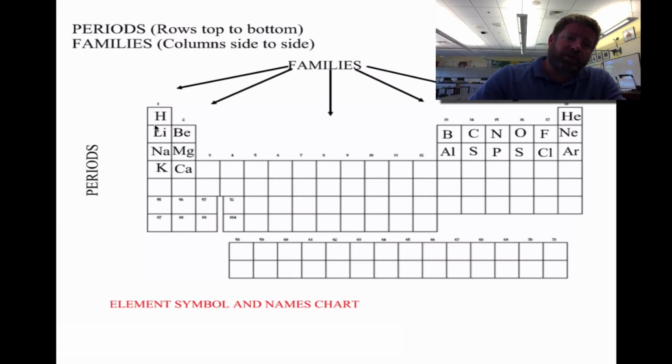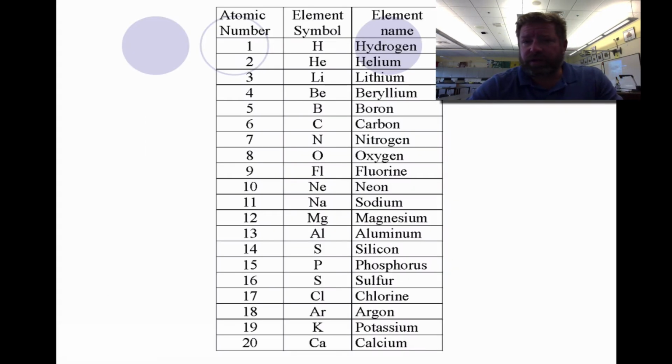Periods go 1, 2, 3, 4, 5, 6, down, okay? And these periods, as you're going down, 1, 2, 3, 4, 5, 6, this is a period. H and He is period 1. Li, beryllium, boron, carbon, nitrogen, oxygen, fluorine, neon are period 2 or row 2. So rows and periods are the same, families and columns are the same. Once again, here's just a list of the symbols and the elements that go along with that. Fluorine is actually incorrect, should be F.